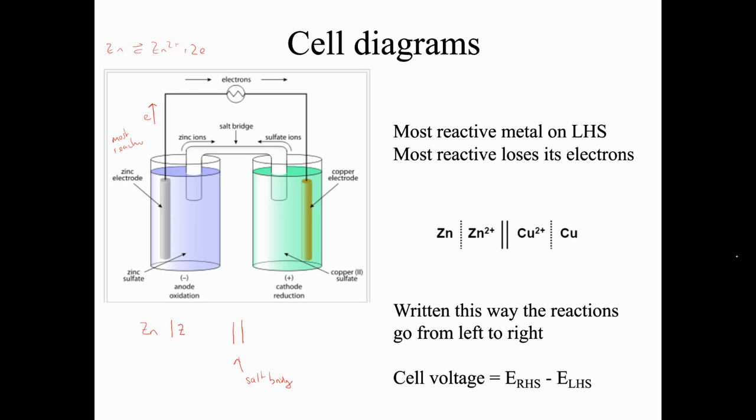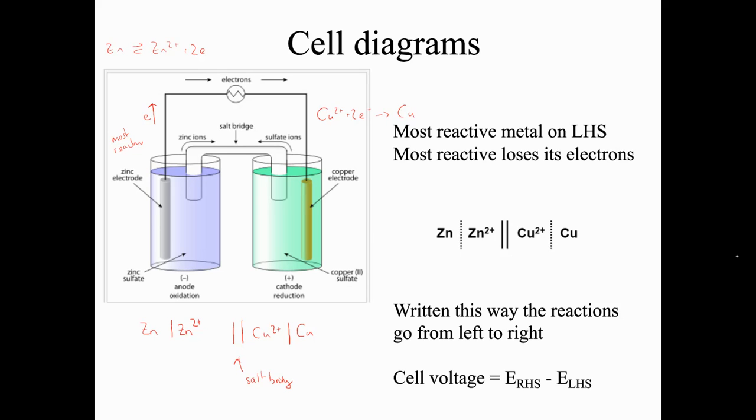So we have a vertical line there between the zinc and the Zn2+ to show that there's a phase boundary. You've then got the Zn2+. We've then got a boundary between them because we've got the salt bridge. And then on this side, the Cu2+ is going to accept the 2 electrons to become copper. So it's Cu2+, and then we've got a phase boundary between the copper sulfate solution and the copper electrode. And then we've got copper there.